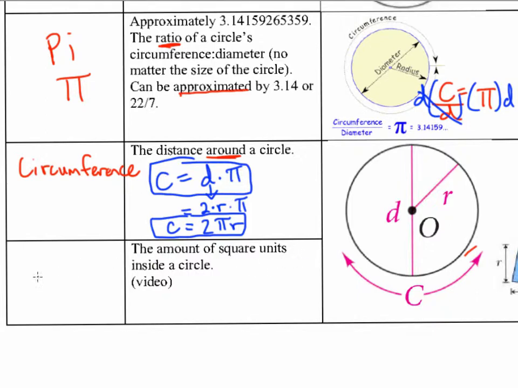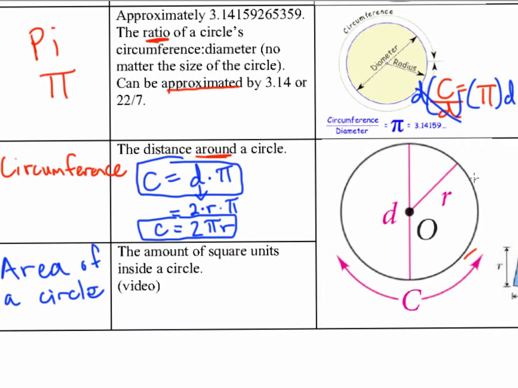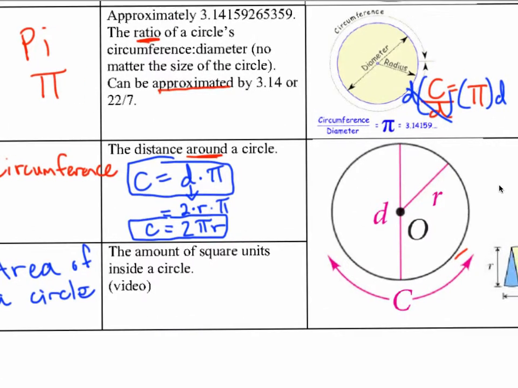And of course the other one, I guess we're going back to blue, is the area of a circle. Area of a circle is the amount of square units inside a circle. I'll show that to you later in the video, exactly how to count the number of square units inside this. But just as a preview, let's come over here.